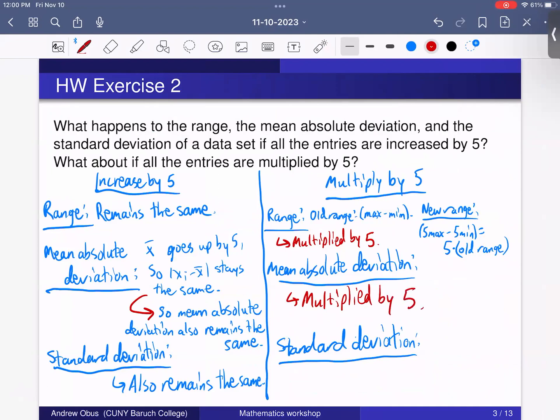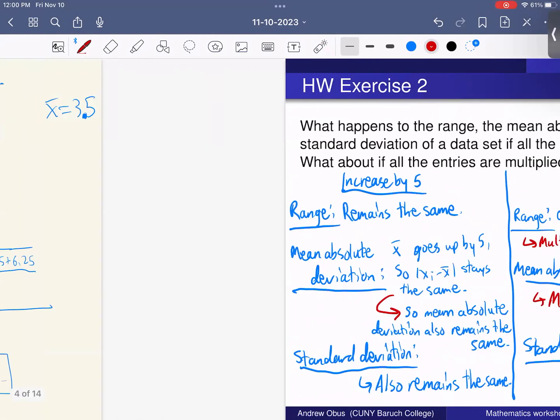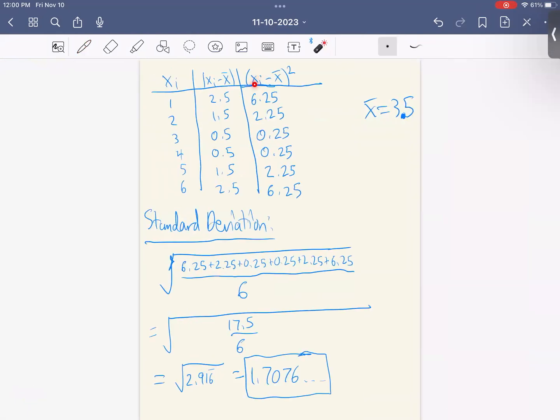And lastly, let me do the standard deviation. What happens here? All of these xi's get multiplied by 5. The mean also gets multiplied by 5. So the quantity in the parentheses here gets multiplied by 5. But then you're squaring it. And if you multiply the inside here by 5 and then you square it, the square actually gets multiplied by 5 squared, which is 25. So everything in this column will get multiplied by 25, not just by 5.